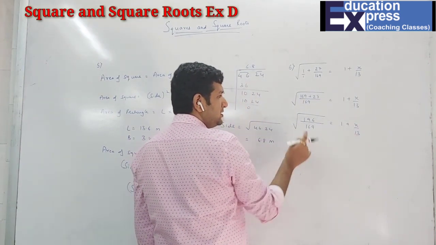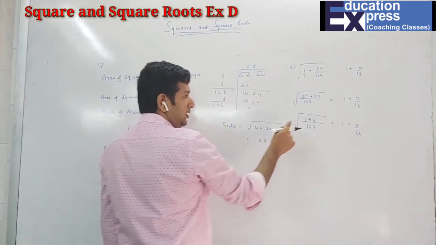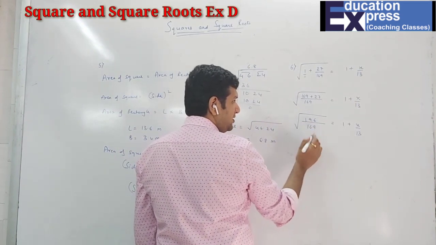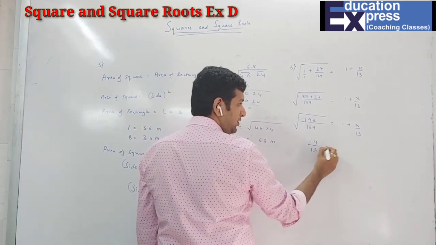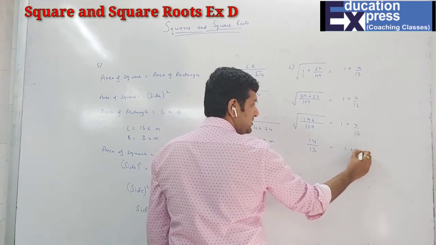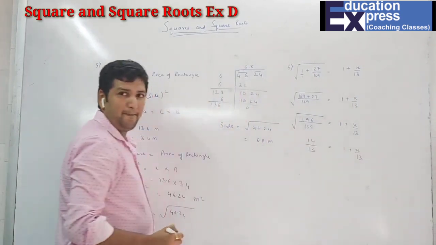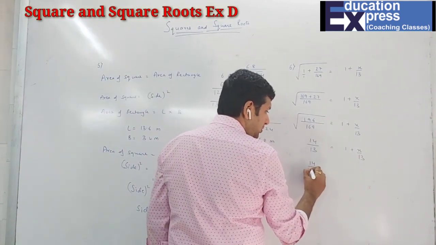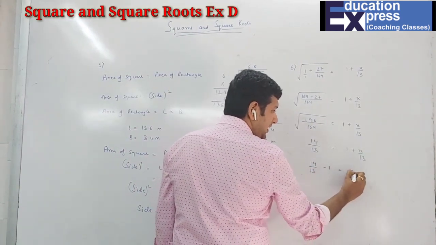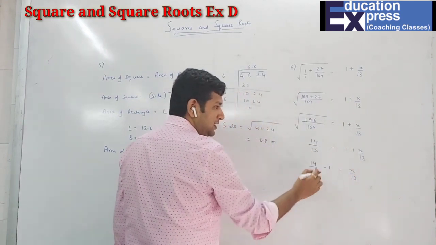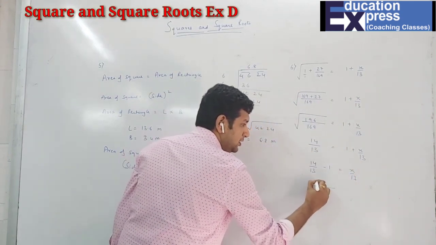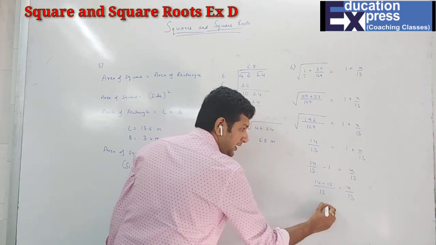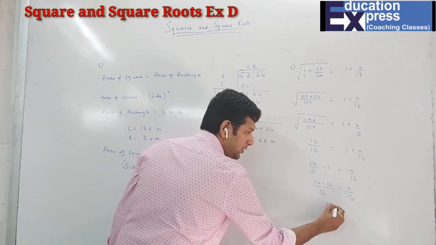So now students, what is the square root of 196? 14. What is the square root of 169? 13. So 14 upon 13 equals 1 plus x upon 13. Now 14 upon 13 minus 1 is x upon 13, plus 1 comes here and becomes minus 1. LCM is 13. So 14 minus 13 is x upon 13. That is 1 upon 13, cross multiplied.